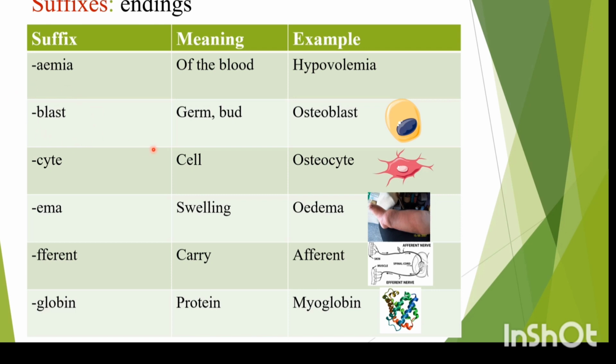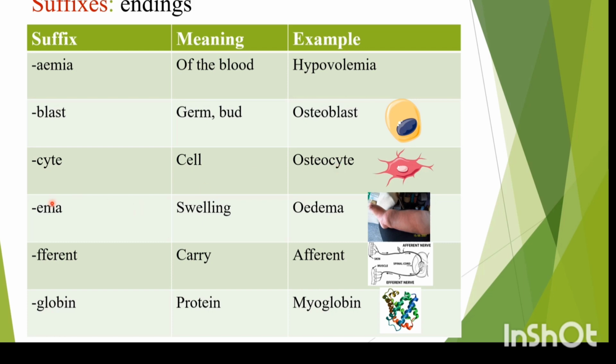Next one is blast. Blast means germ or bud. Example, osteoblast. That means the germ or bud of bone cell is called osteoblast. So from osteoblasts, osteocytes will form. These are the final cells. Osteoblasts are the buds. Cyte means cell. Example, osteocyte. Osteo means bone, cyte means cell. So the bone cells are called osteocytes.